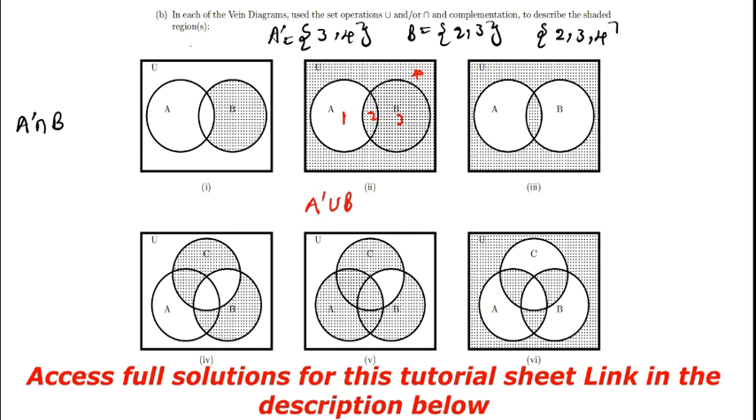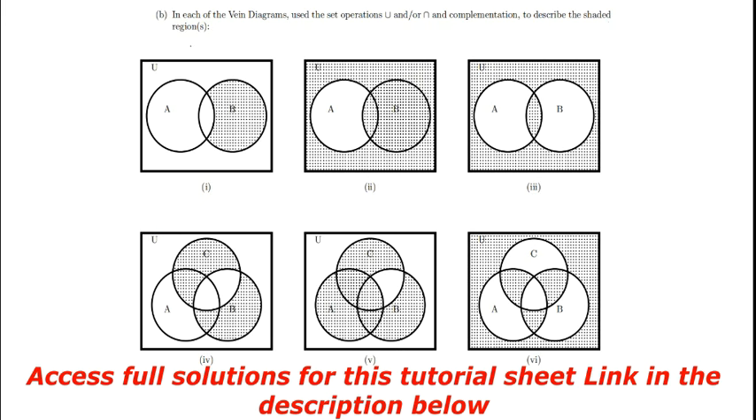4. That is the part which should be shaded. So where 2 is, it's here shaded. Where 3 is also shaded. Where 4 is also shaded. So the answer is going to be A complement union B for the second part. Then we move on to the third part.